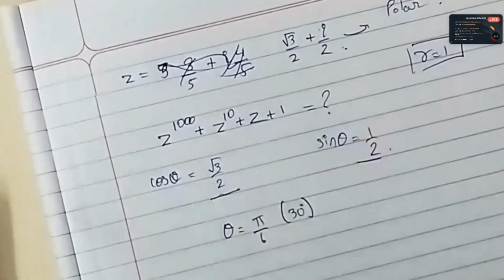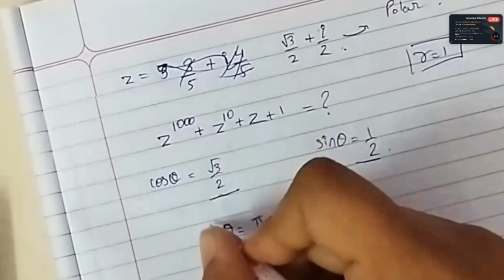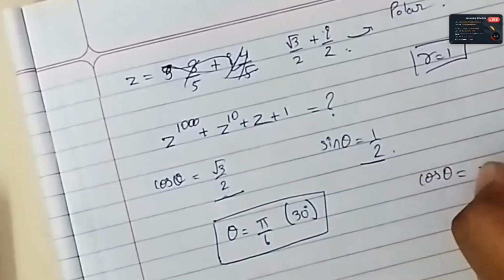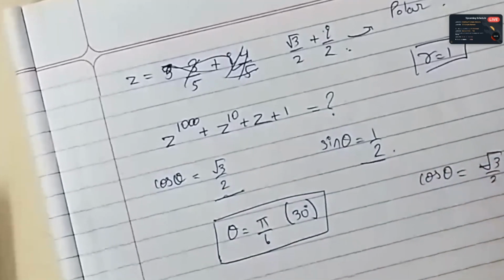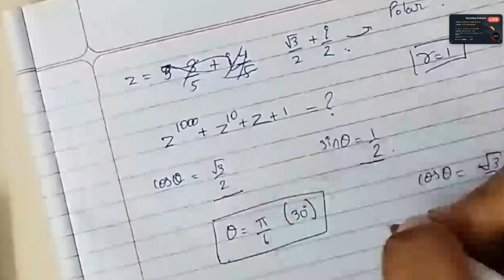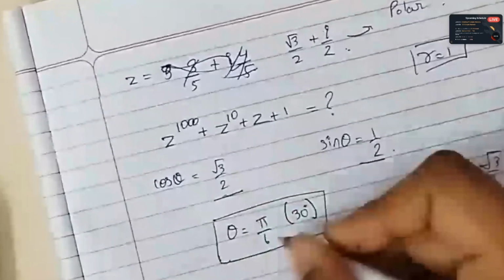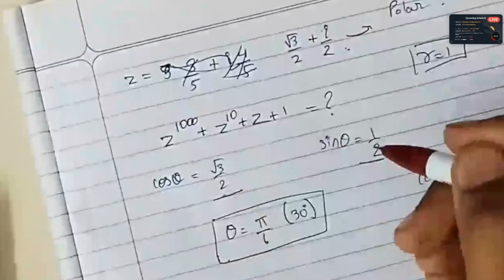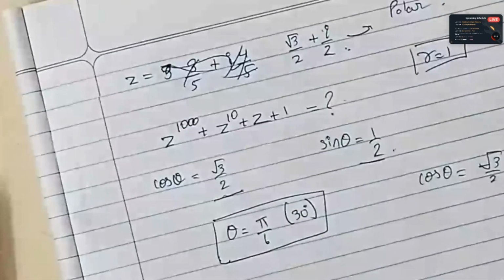If you don't know trigonometry, then it is a fact that cos theta equals root 3 by 2 implies theta equals pi by 6. That sort of thing. If you do know, then yeah, it is a generic answer that 30 degrees is the angle at which cos theta is root 3 by 2 and sin theta is half.